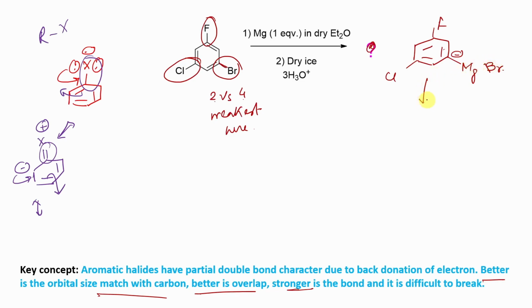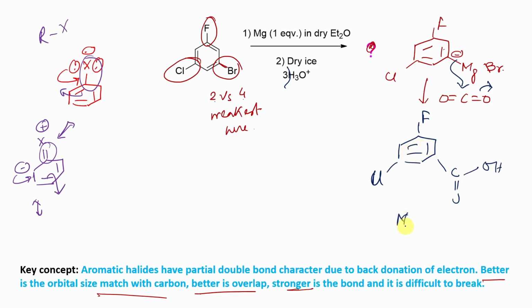Now second step, dry ice means solid carbon dioxide where the carbon atom can act as the electrophile. So these will attack, it will open. First, it will produce the carboxylic acid salt. Upon workup with dilute acid, I mean H3O plus, it will be converted into carboxylic acid. And what is the fate of magnesium? It is magnesium hydroxybromide. This is the overall product.